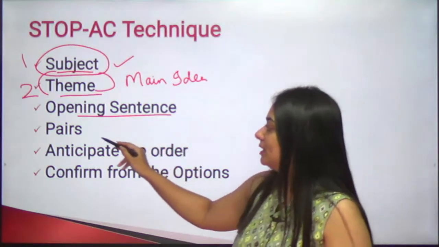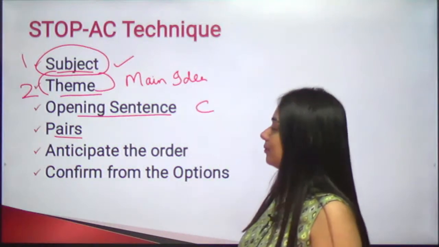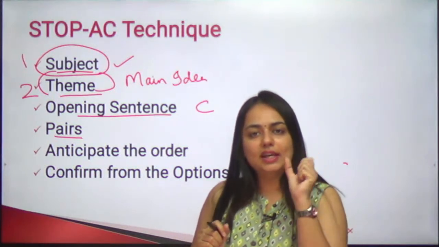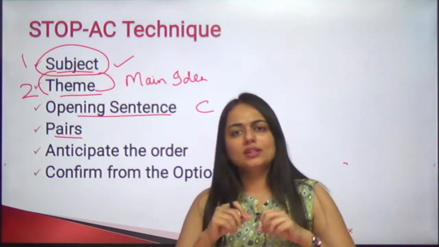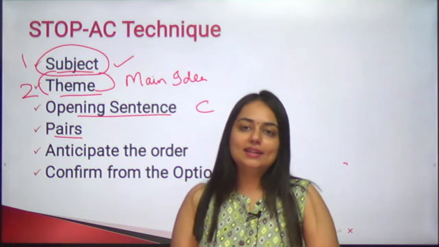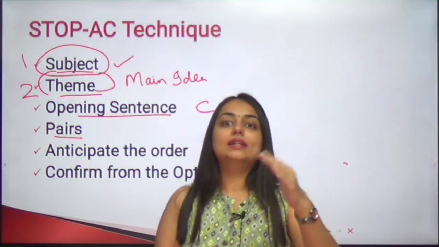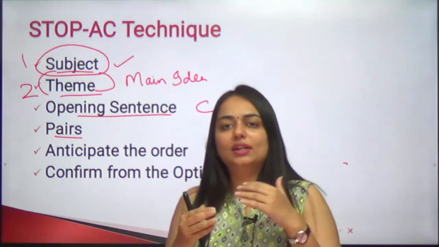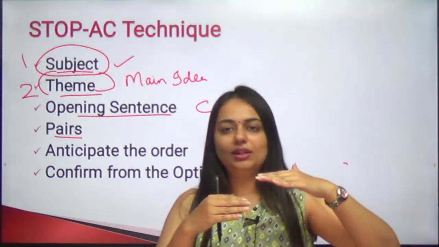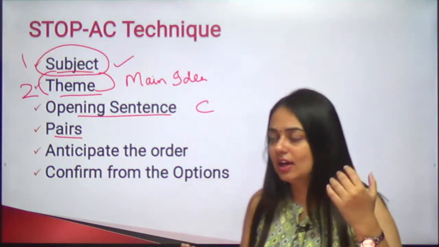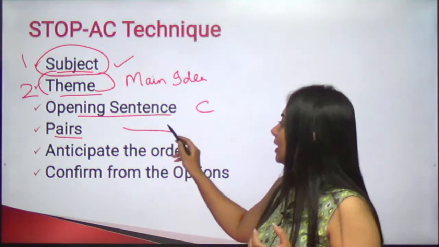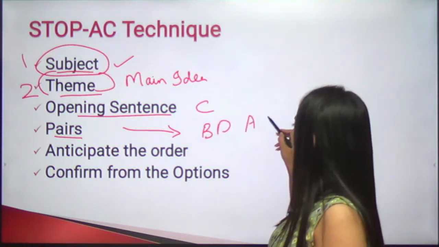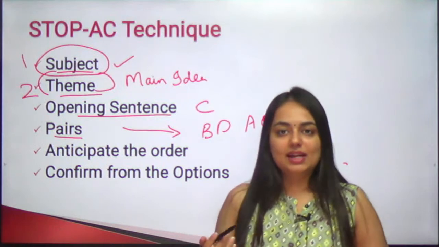After guessing the opening sentence, let us say it is C, then you have to make certain pairs. There are some keywords which tell you 2 sentences are talking about the same thing. Either the second sentence is further describing something that was already given in some other sentence, or it is presenting a contrast related to something that was already given in a sentence. So there are many clues that will help you to make pairs. For example, B and D will make a pair, A and C will make a pair, something like that.